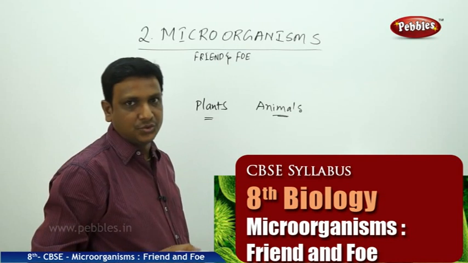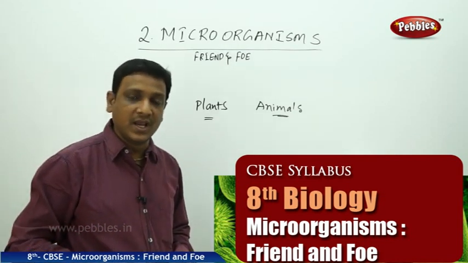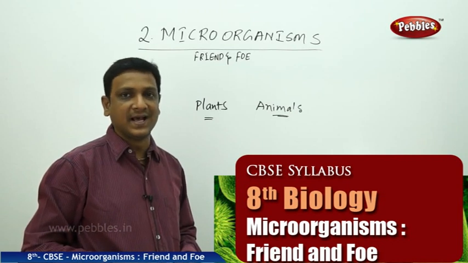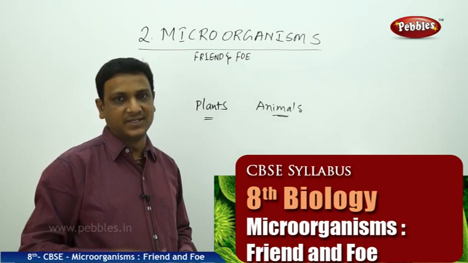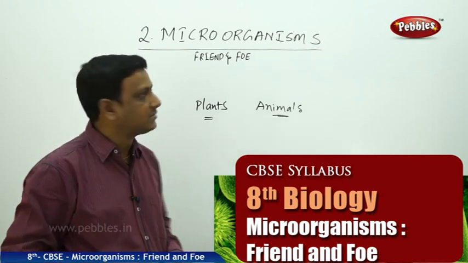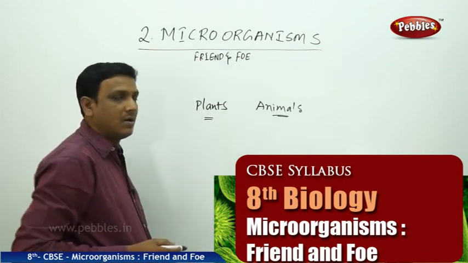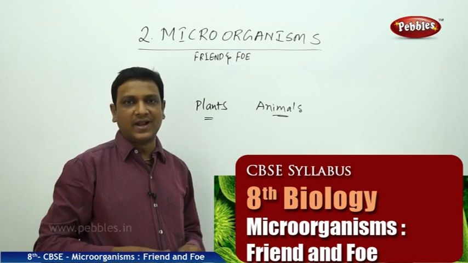Apart from these two, plants and animals, there are other kinds of organisms which we cannot see with our naked eye because they are of very small size. We call such small organisms microorganisms. Micro in the sense very small. So where do we find these structures?